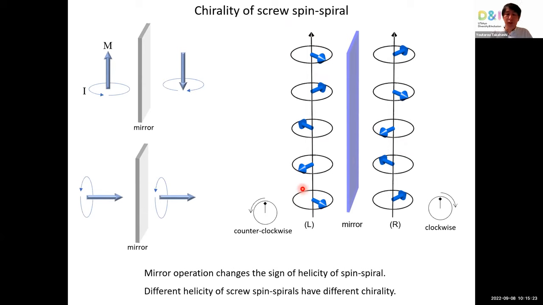Okay. So you can see the change of the helicity. This structure has a clockwise helicity, but this one has a counterclockwise one. So these spin structures are never the same, so these structures can be distinguished in terms of chirality. Okay, so the screw type spin spirals have a different chirality, depending on the helicity.